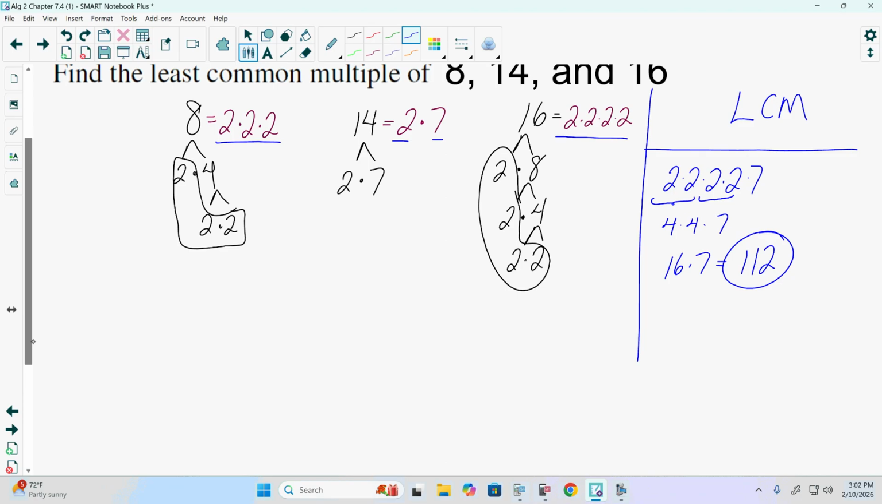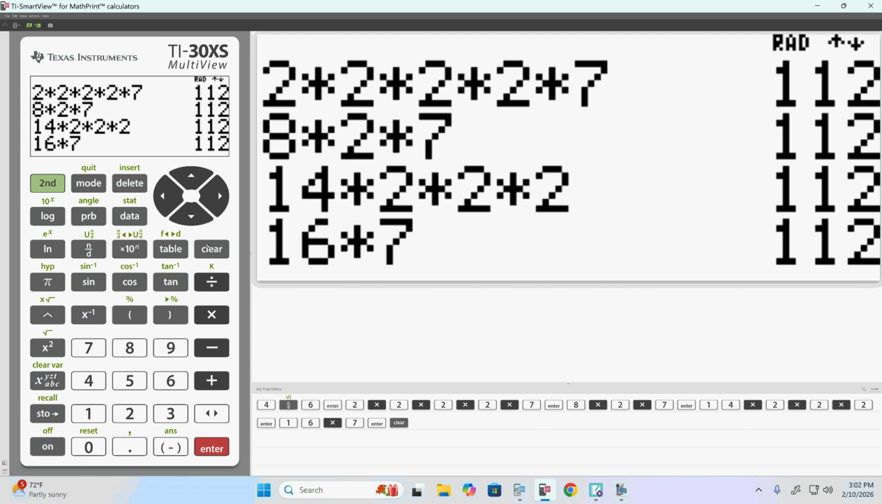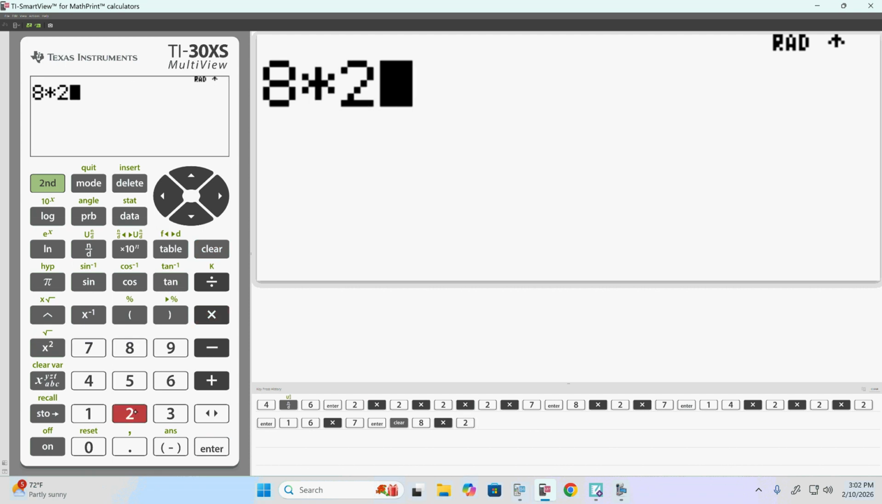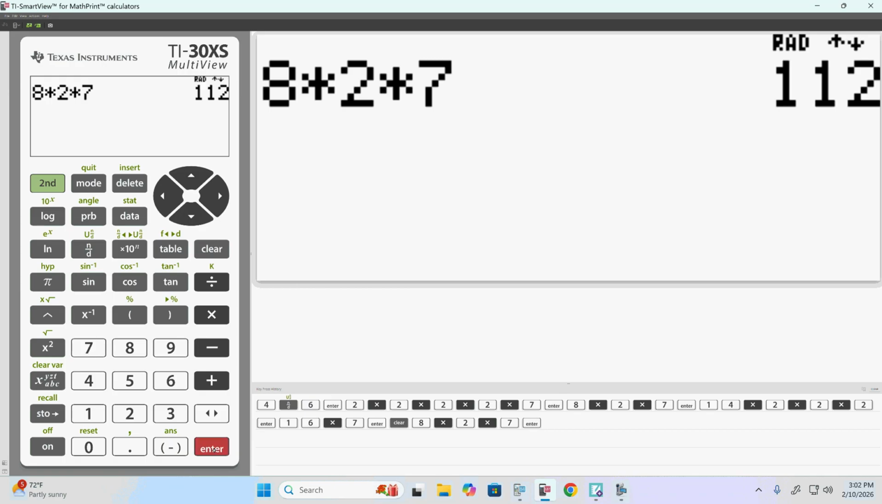8 has how many 2's? How many does the least common multiple have? 4, yes? How many 2's is it missing? 1. And it's also missing a 7 as a factor, yes? So this is kind of interesting. Figure that out. Because we said 8 was missing a factor of 2 and a factor of 7. 8 times 2 times 7 is 112.